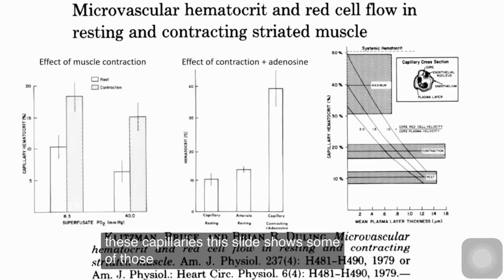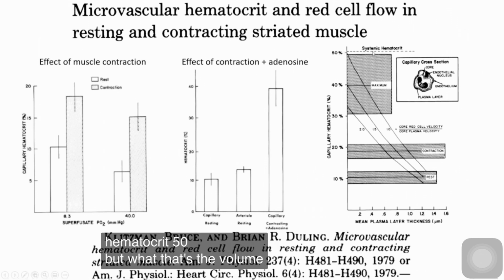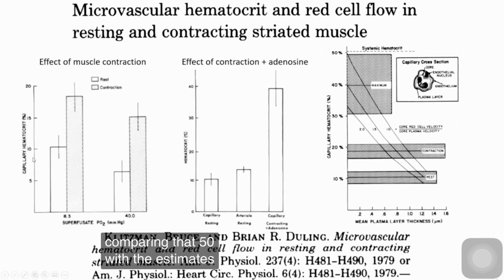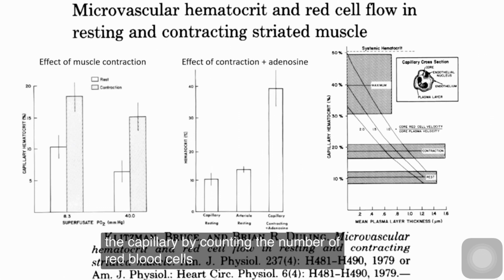This slide shows some of those original data that he published. On the vertical axis is the capillary hematocrit, which is the volume fraction of red cells inside these capillaries. And on the top right, you see there's a dotted line where it says systemic hematocrit, 50%. That's the volume fraction of red cells that you would expect if you take a blood sample from a large vessel and put it in a centrifuge. You'll see that 50% of the volume of the blood is red blood cells, and the other 50% is a transparent liquid called plasma. Now, he was comparing that 50% with the estimates of capillary hematocrit that he got from observing the capillaries, by counting the number of red blood cells in these capillaries.